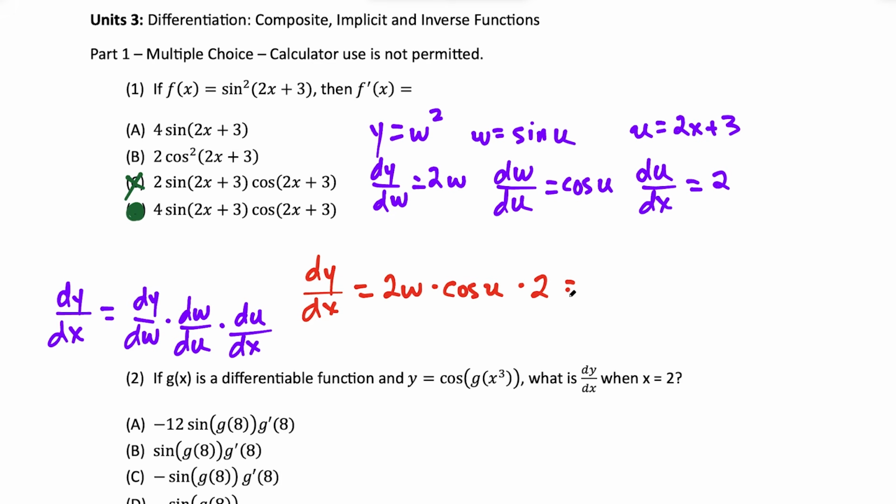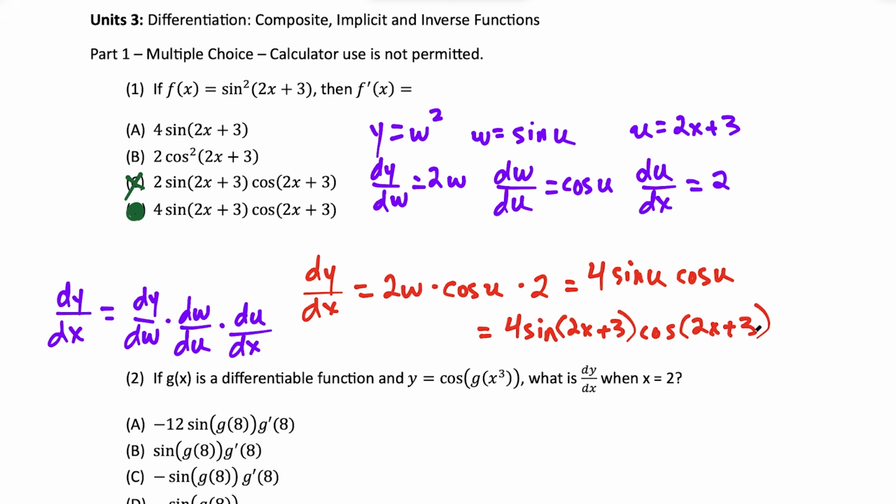So now if we were to work this out, we have 2 times 2 is 4. w is equal to, so now we can make a substitution, sine of u. And then we have cosine of u. But remember, u is equal to 2x plus 3, so we plug in one more time, and we have 4 sine of 2x plus 3, and then we're multiplying this by cosine of 2x plus 3.